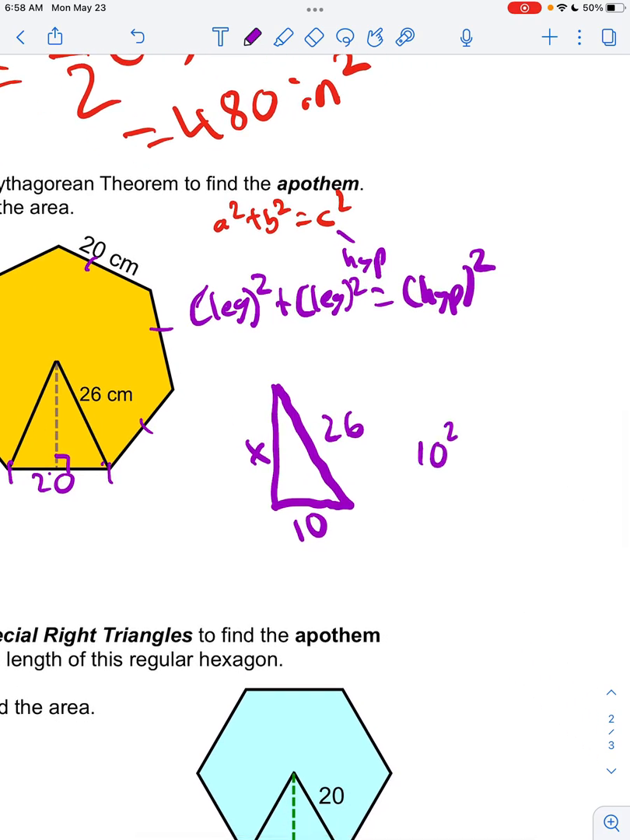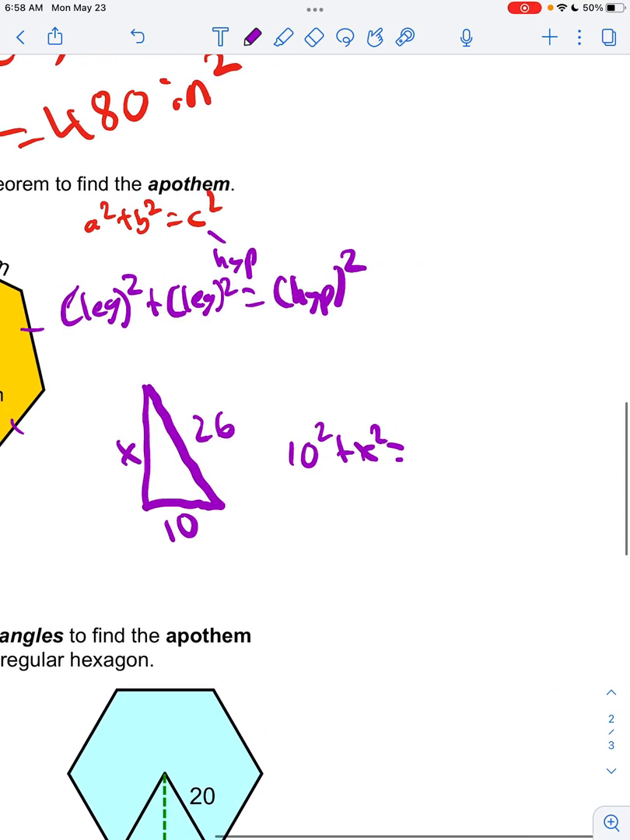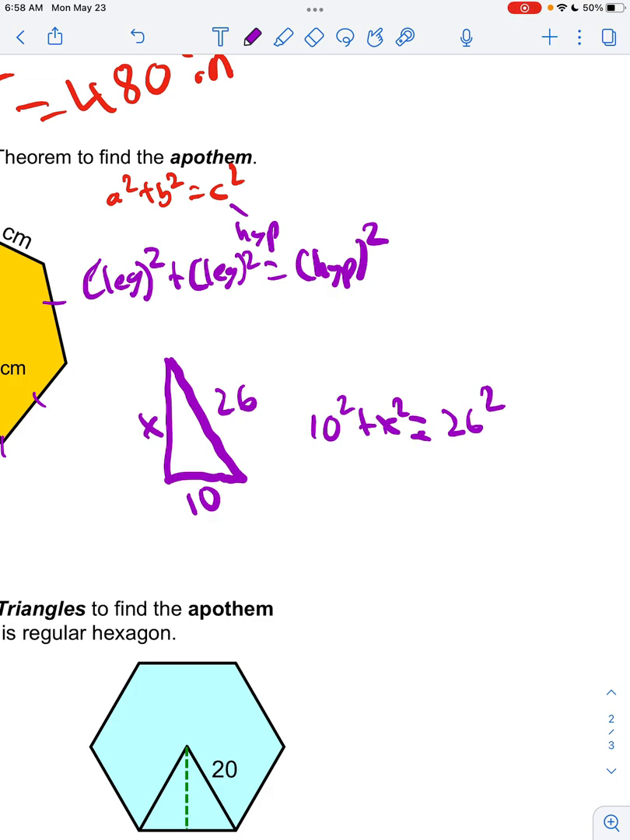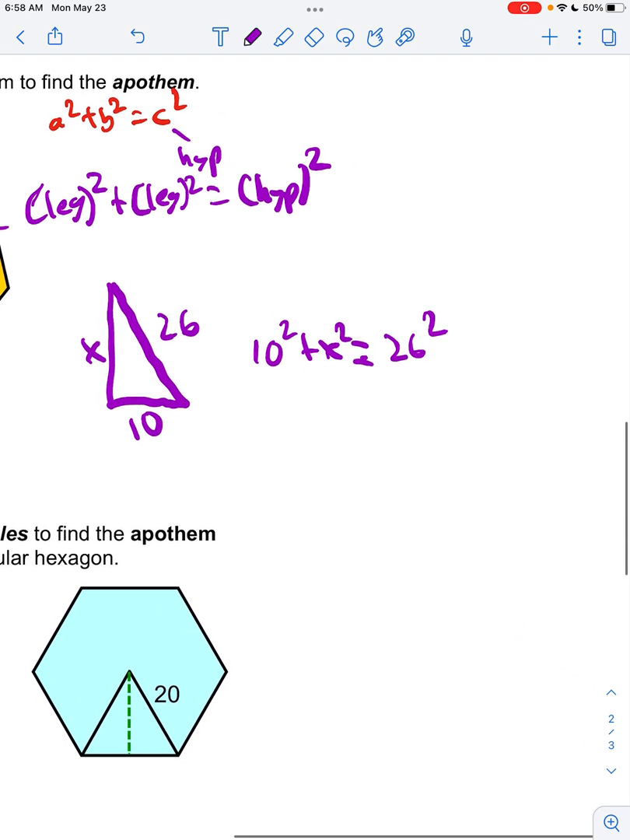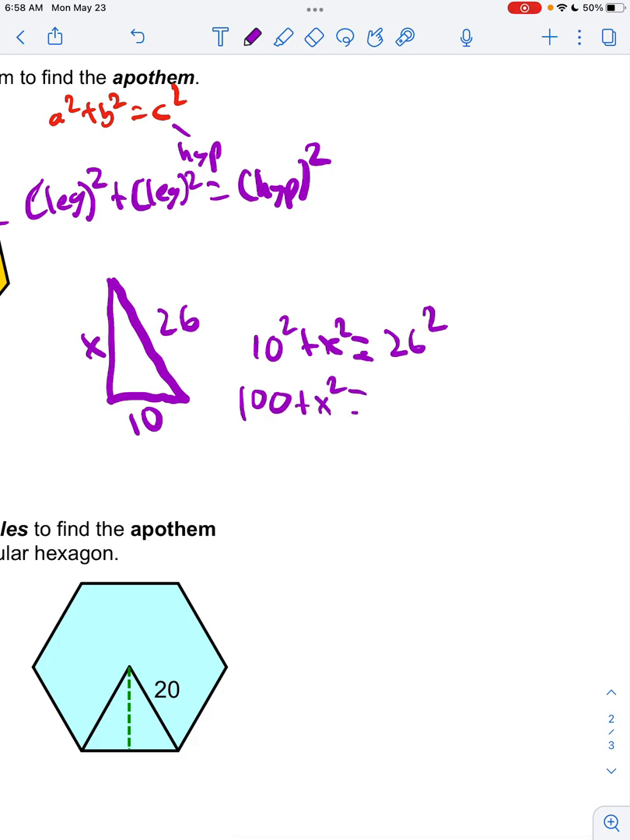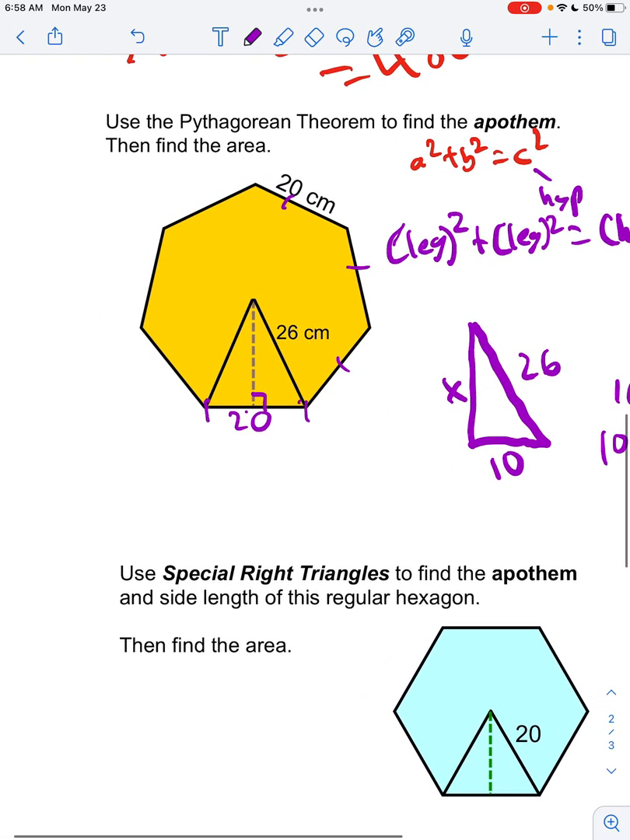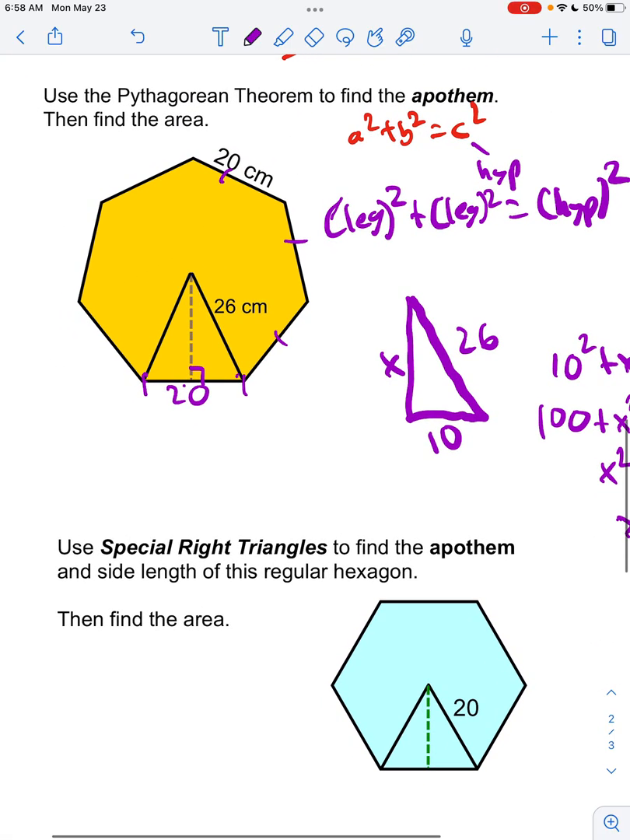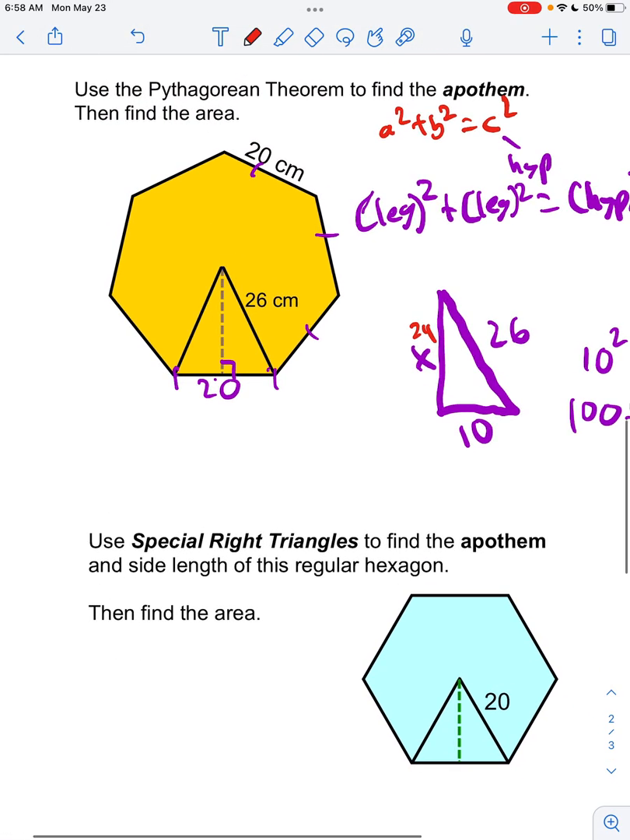So I'm going to say 10 squared plus x squared equals 26 squared. Again, leg squared plus leg squared. The height is one of my legs. 100 plus x squared equals 676. Subtract 100, x squared equals 576. And the square root of that is 24. So the height is 24. But that's not the answer, because now we have enough to use our area formula.